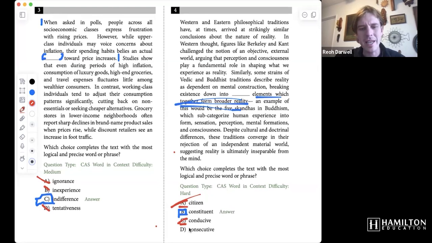Then consecutive means one after another, right? And this passage doesn't suggest anything where form comes first, then sensation comes, then perception, then mental formations, and then consciousness. That could perhaps be true, but the passage itself doesn't say that these things are consecutive. It only says that they make something up. We know that they make something up together because it says together form broader reality. Smaller things coming together to form something bigger. Those smaller things are constituents because they constitute the broader thing. So that's how we get to the answer.